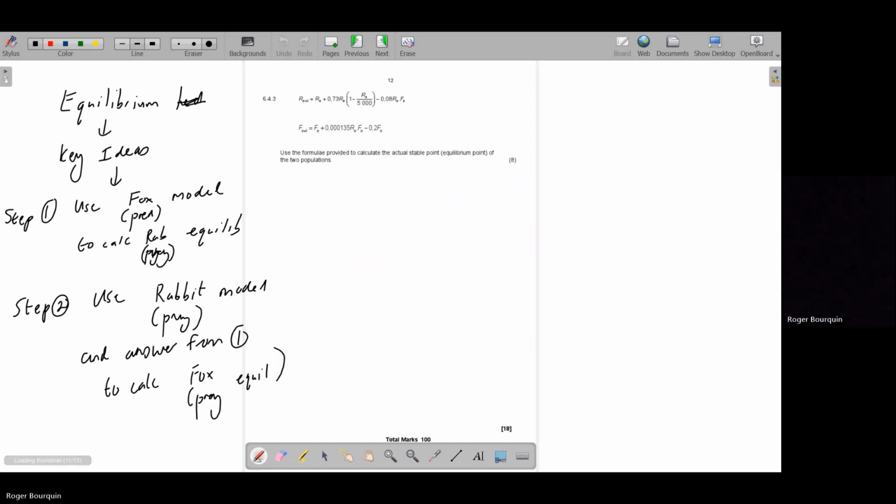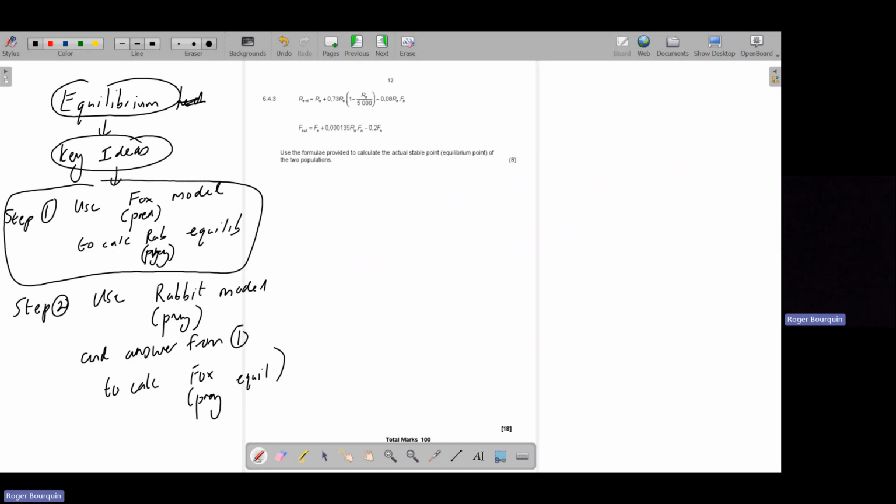Okay, now the key idea is equilibrium questions. The first thing is step 1: you always use the fox model, in other words, a predator model, to calculate rabbit equilibrium. Okay? That's step 1. Step 2 is you use a prey model, the rabbit model, and your answer from step 1 to calculate the fox, in other words, the predator equilibrium. Okay, so those are your key ideas.